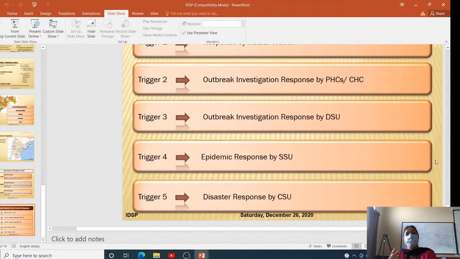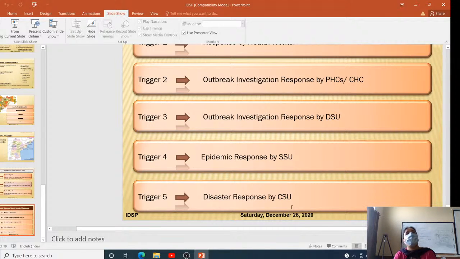So this is how the IDSP works. They try to collect information. Once information has been collected, it is passed on to various levels. It may be passed to the PHCs, it is passed to the district surveillance unit, it is passed to the state surveillance unit, and also to the central surveillance unit. So right now for COVID-19, the action is being taken by all these levels. Okay, there are some tasks which are to be done by the district surveillance unit, some tasks by the state surveillance units, and some tasks are directly under the central surveillance unit. So that is the importance of IDSP.